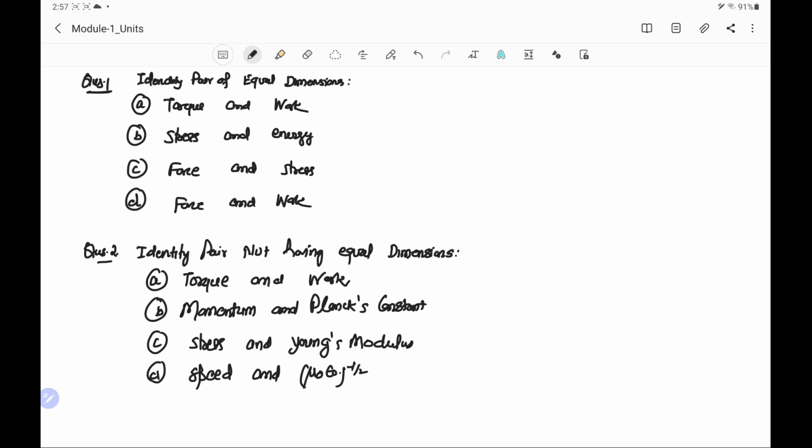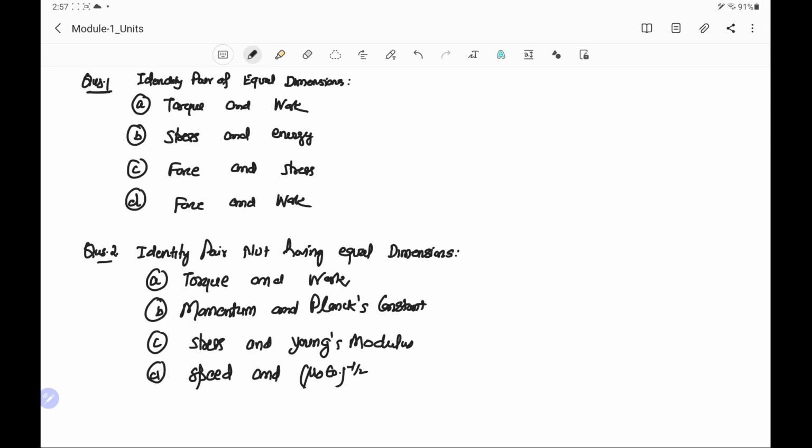First problem is to identify the pair of equal dimensions. There are 4 pairs given in this question, and we have to check which pair has the equal dimensions. To do such problems, we have to remember the formulae. Without knowing the formula, such type of questions cannot be solved. So we have to memorize the formulas.